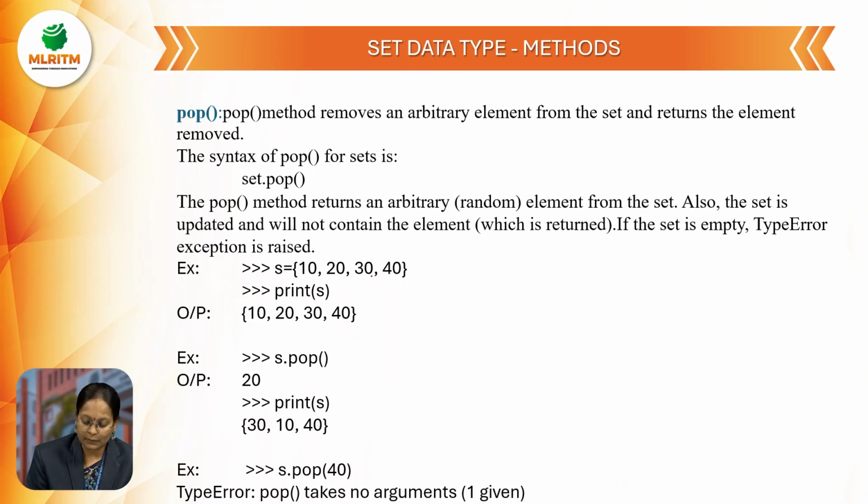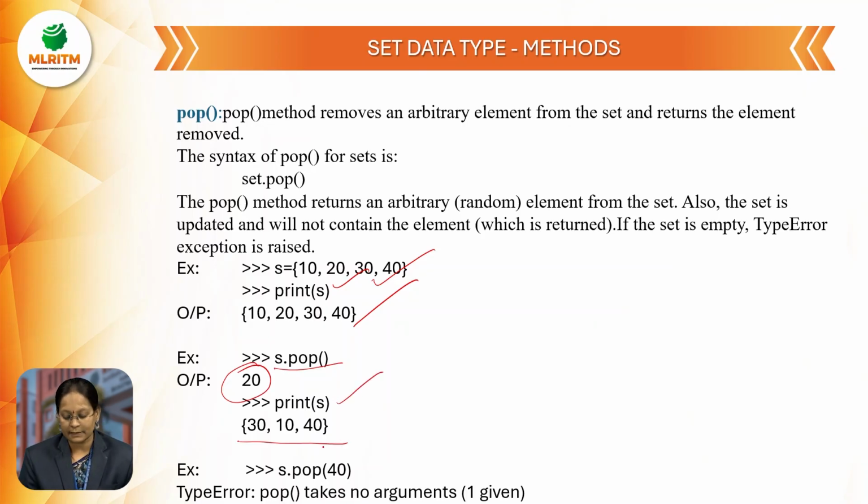So here S is equal to 10, 20, 30, 40 and I am printing the set values. Now I am using the pop method, s.pop. By using pop, we can remove an element randomly. So 20 is removed and I am printing the set. Here 20 is not present in the set. So the pop method removes a random element and displays which element is deleted.